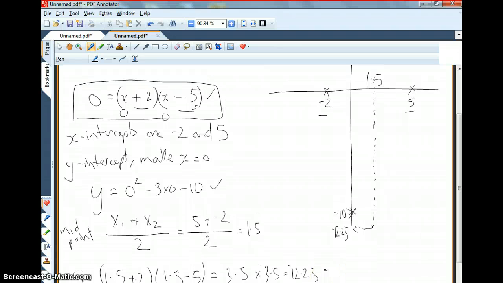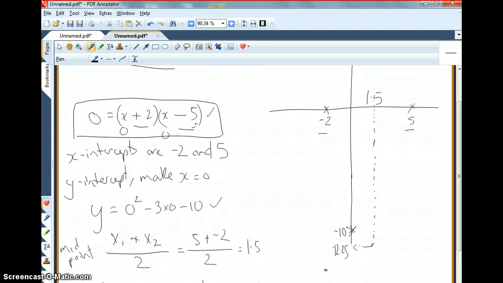Okay, so now I've got 4 points, and they look like a parabola, so you'll know you made a mistake pretty quickly if not. Oh, by the way, you can easily get another point here because of symmetry. If this at minus 10 is 1.5 to the left, at another 1.5, i.e. at 3, there should also be another minus 10 because of symmetry.